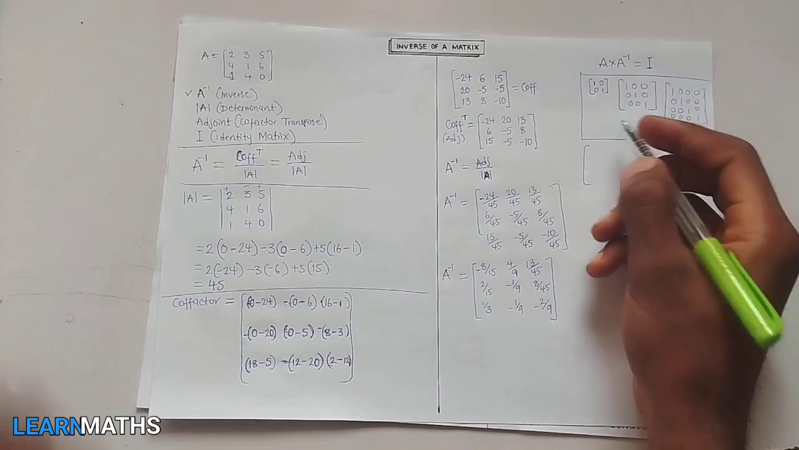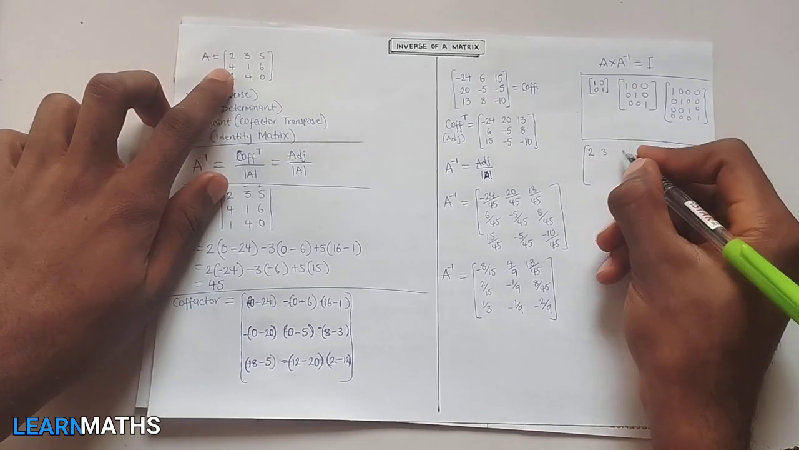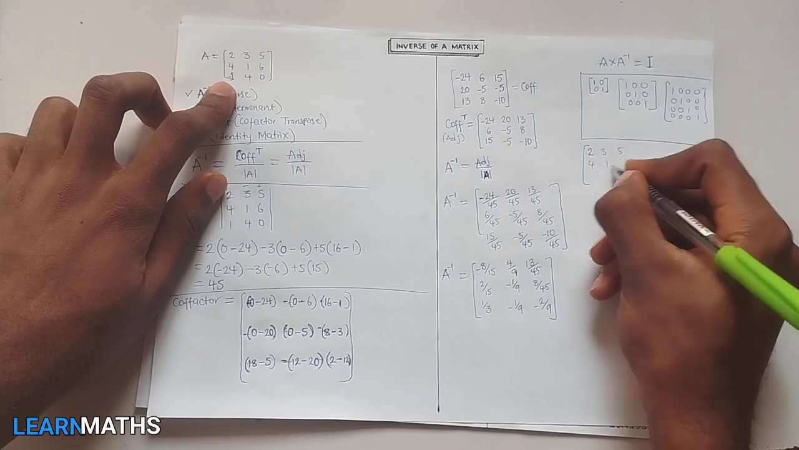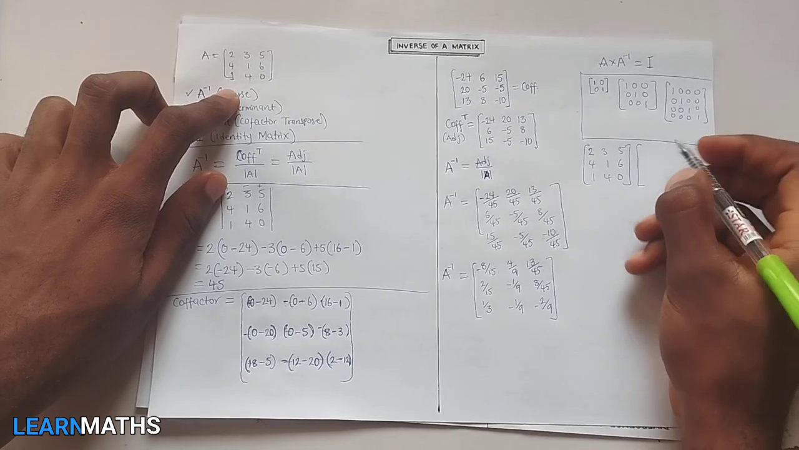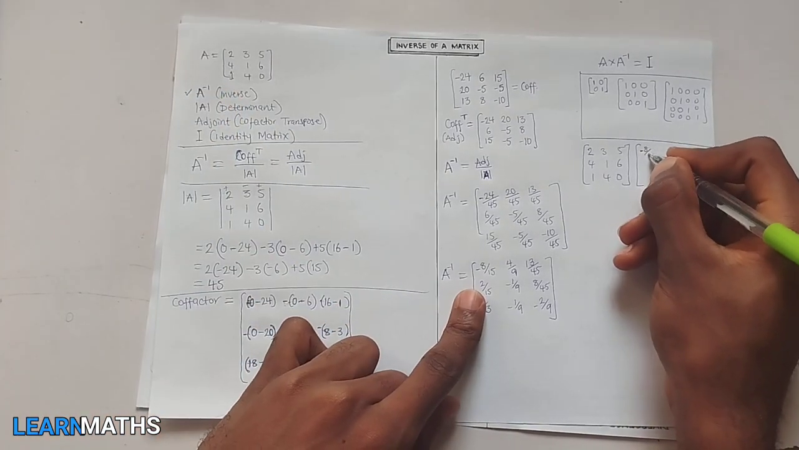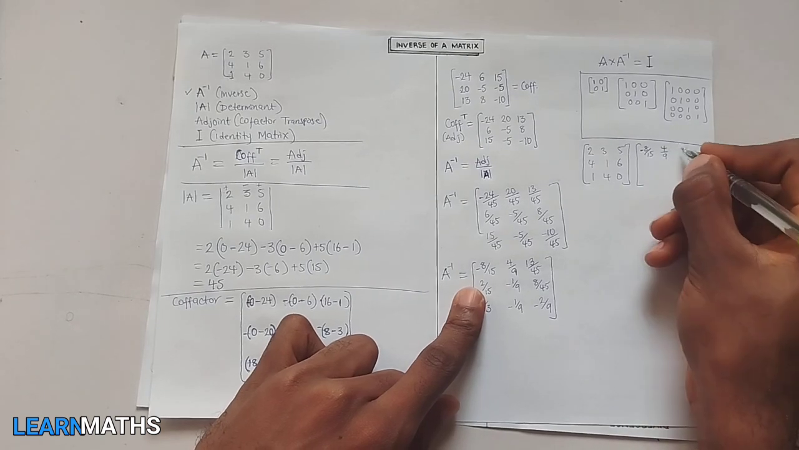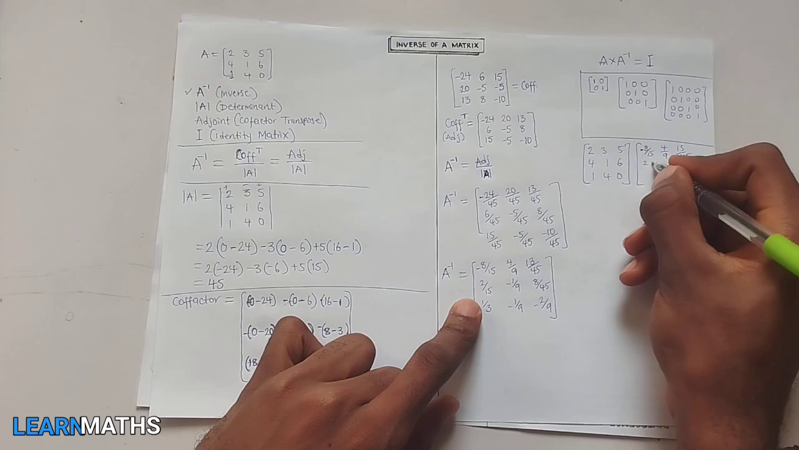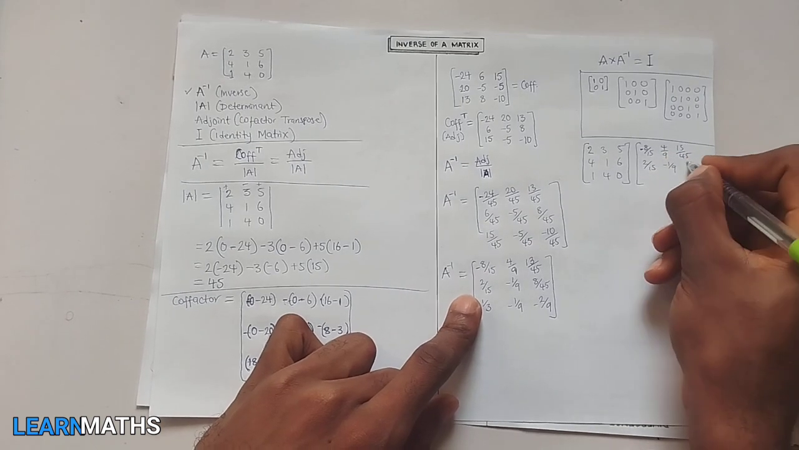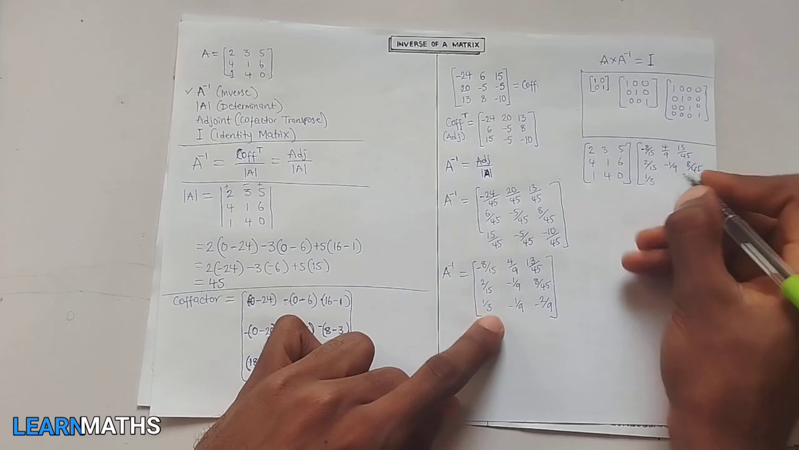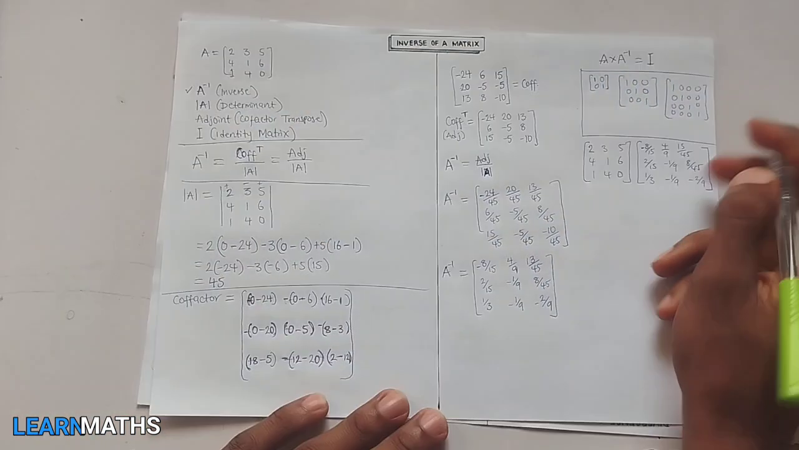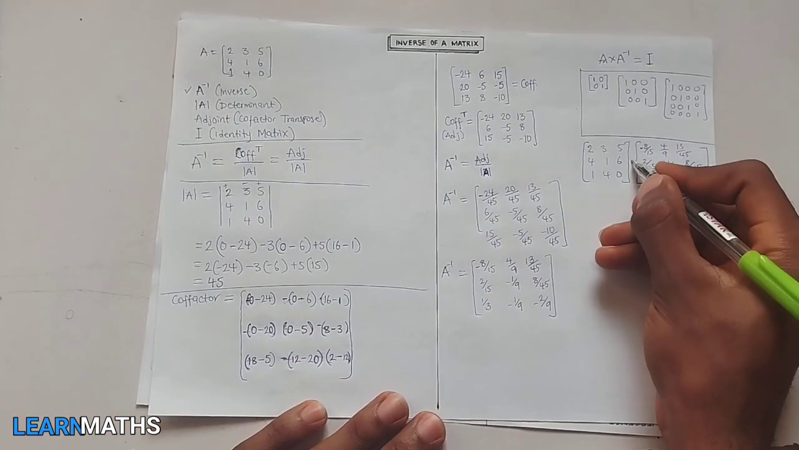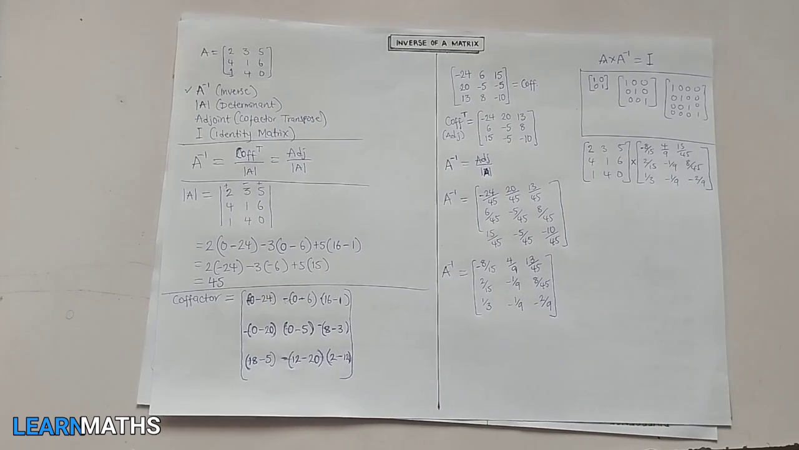This is A: 2 3 5, 4 1 6, 1 4 0. Now we have the inverse of A to be -8 over 15, 4 over 9, 13 over 45, 2 over 15, -1 over 9, 8 over 45, 1 over 3, -1 over 9, -2 over 9. This is the inverse of A. So now you're going to try multiplying this with this. This is a chance for you to practice matrix multiplication.